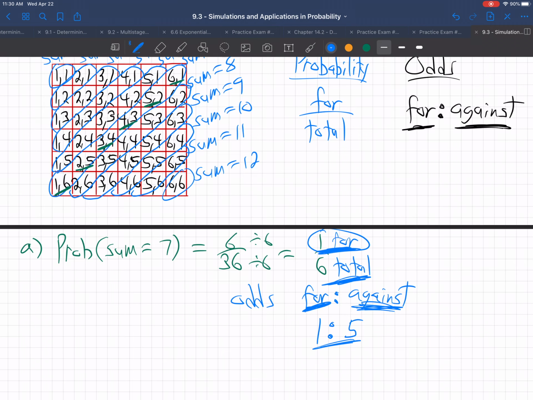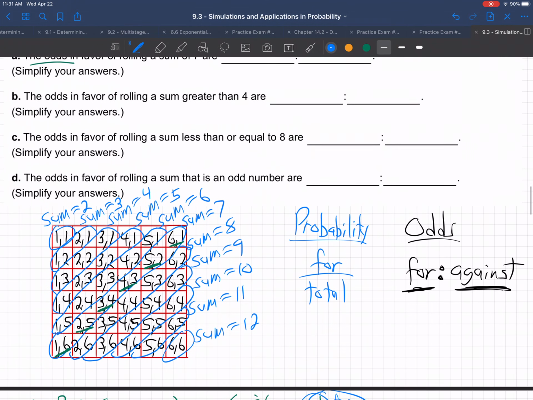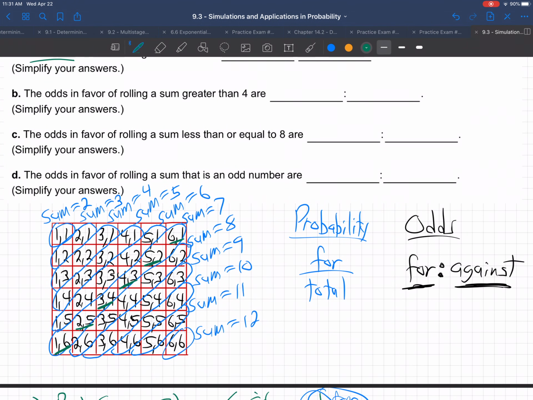That's the odds. So if the probability is 1 out of 6, then the odds for and against are 1 to 5. Let's do part B. So part B, the odds in favor of rolling a sum greater than 4. So let's start with probability again.